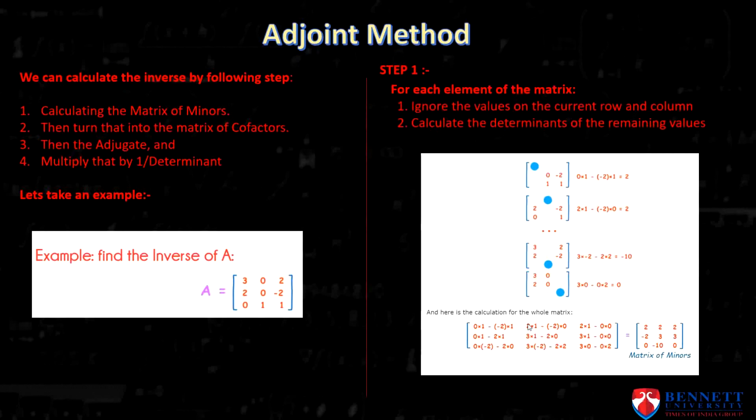Now step 1 was, how are we going to find the minors? The step is to select an element and then ignore the row and column in which that element lies. So here you can see an element, and we need to find the determinant for this element. Ignore the row and column of that element and then calculate the determinant of the remaining values, that is 0, 1, minus 2 and 1. So the determinant is 2, and we need to do this process for every element. So here is the final matrix of minors.